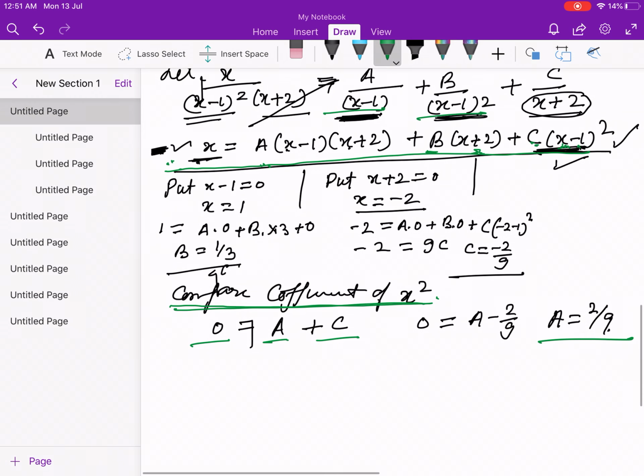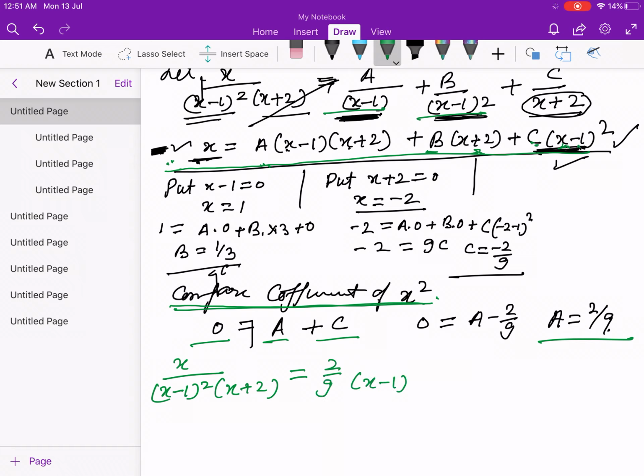Now let's put the values where we supposed the partial fraction. So what is it? x upon (x minus 1) whole square (x plus 2) equals the value of a, 2 by 9 upon x minus 1, value of b, 1 by 3 upon (x minus 1) whole square, value of c, which is minus 2 by 9 upon x plus 2. Now put the sign of integral.